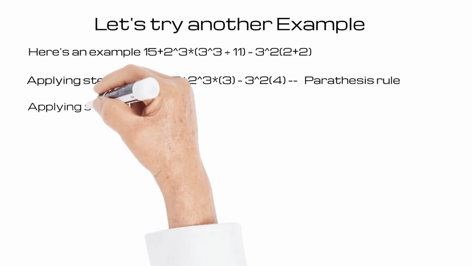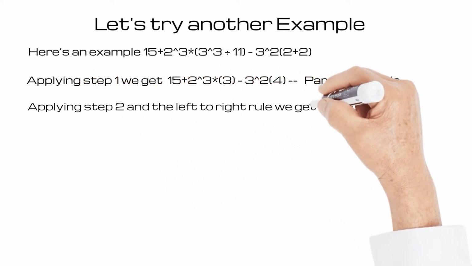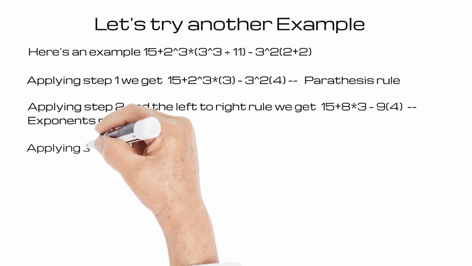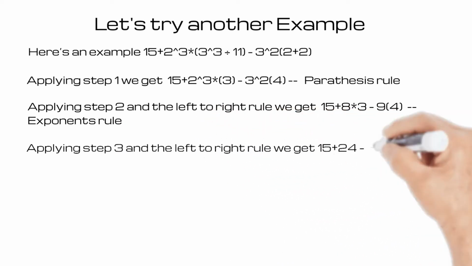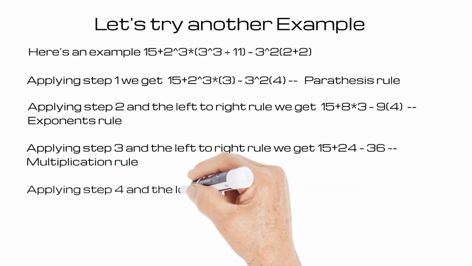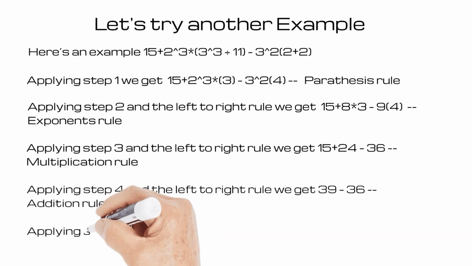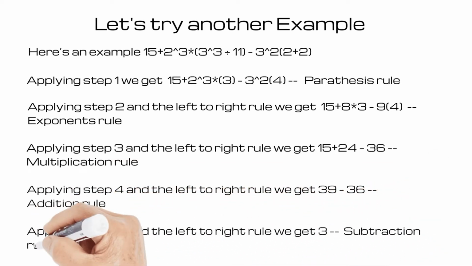Applying step 2 and the left to right rule we get 15 add 8, multiplied by 3, subtract 9 multiplied by 4 using exponents rule. Applying step 3 and the left to right rule we get 15 add 24 subtract 36 using multiplication rule. Applying step 4 and the left to right rule we get 39 subtract 36 using addition rule. Applying step 4 and the left to right rule we get 3 using subtraction rule.